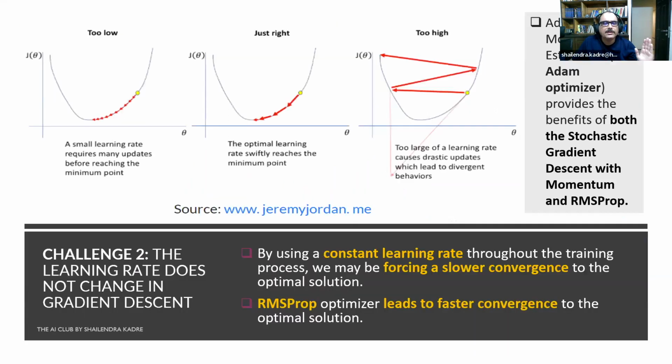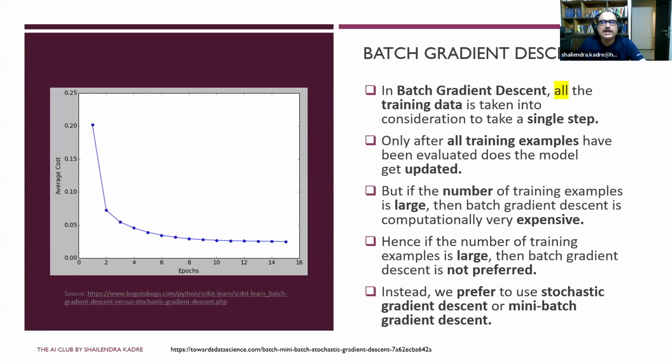Then learning rate: the learning rate can be too low, just right, or very high. You know the effect of that. A learning rate that is just right means to start with, take bigger steps, and as you reach your minima, take smaller steps. If you keep a very, very small learning rate, you will take a lot of time for convergence. And if you take very big steps, you will never reach the minima. These are the implications. Then batch gradient descent.